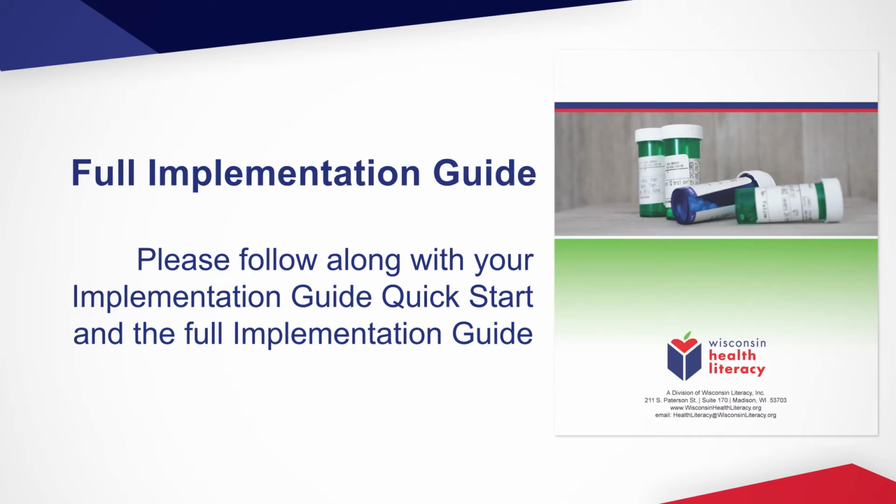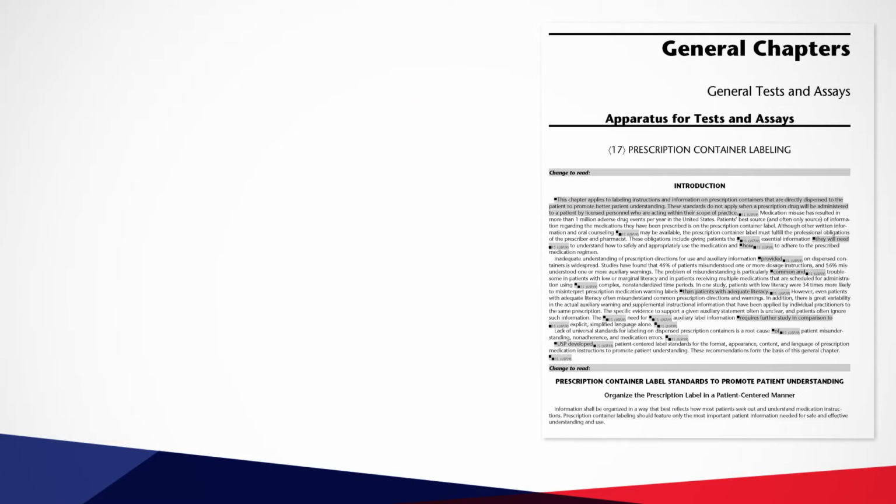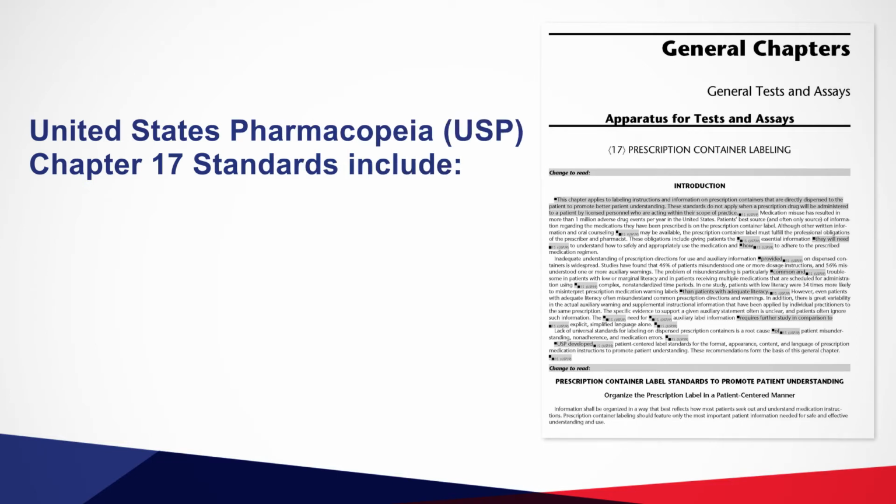It provides step-by-step directions to implementing label changes. Let's get started, and congratulations! Your labels will soon be more patient-centered. To begin the process, it is first important to read and understand the United States Pharmacopoeia, or USP, Chapter 17 standards. Fortunately, this is only 2 pages long.